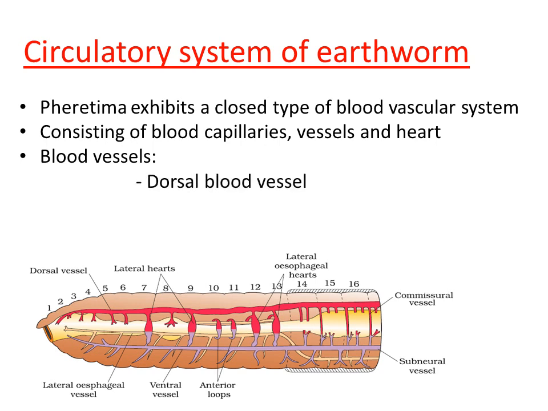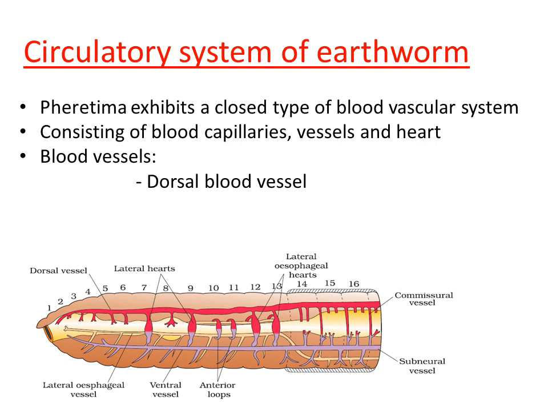So there are three types of blood vessels we are observing here. One is the dorsal blood vessel. Which one is the dorsal blood vessel? The red colored vessel you are observing in the diagram, just below the dorsal body wall, is named the dorsal blood vessel. Clear? Because it is located just below the dorsal wall of the earthworm, the blood vessel is named the dorsal blood vessel. So you have to observe the diagram.